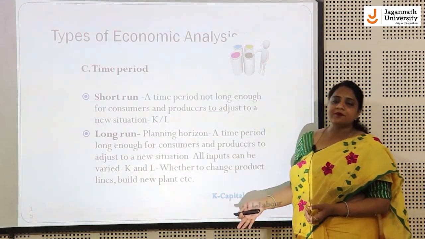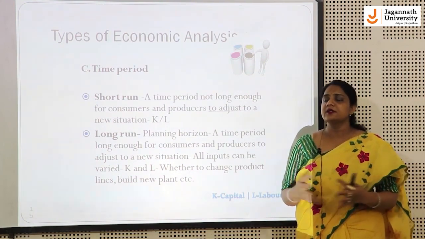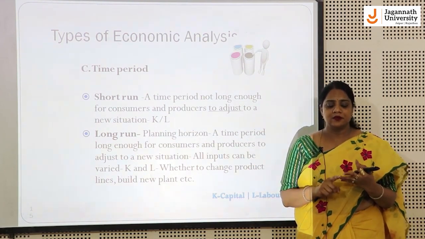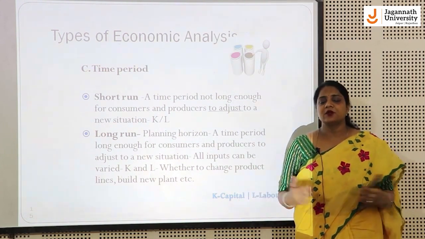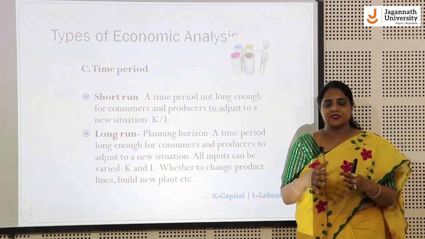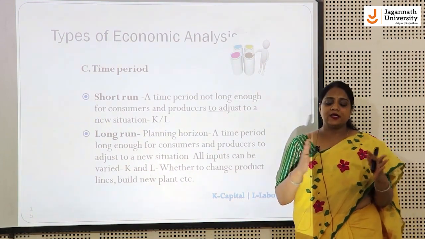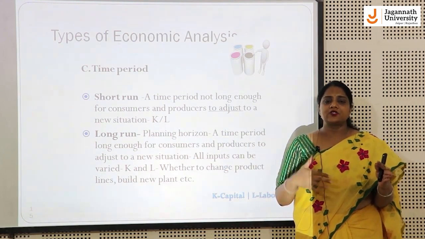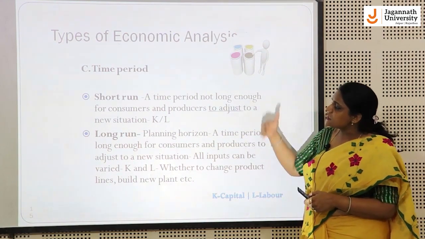On the basis of time period, we do short run and long run economic analysis. Now, let me explain how they are different. There are different factors of production: land, labor, capital, entrepreneurship, technology. On the basis of different organizations and combinations of these, the output will come. But in the short run, you can accommodate and change only one or two of these factors to change the production levels.